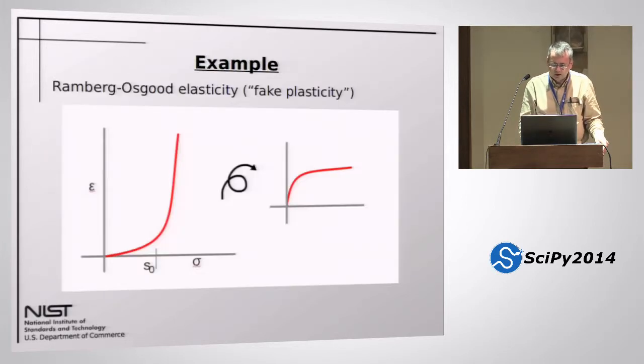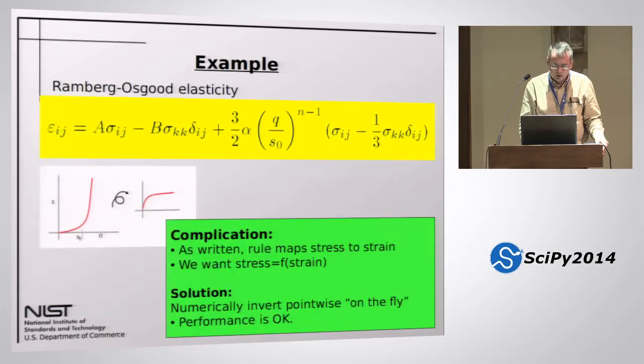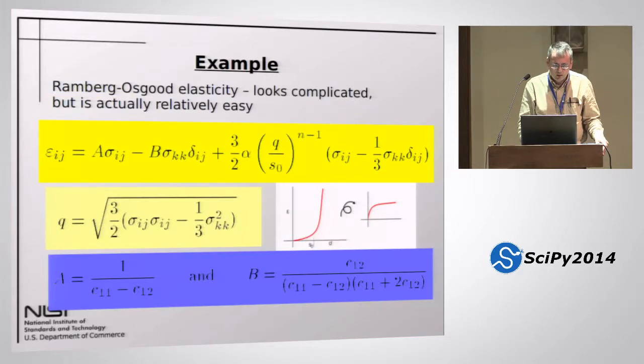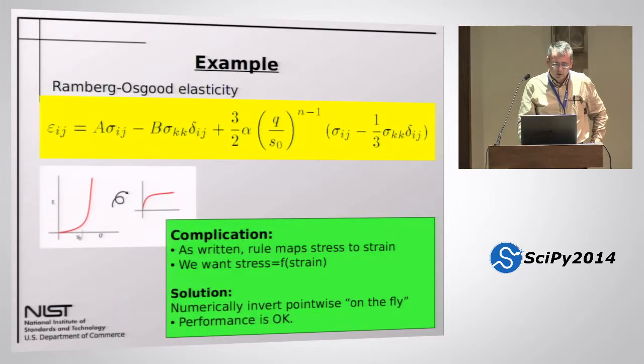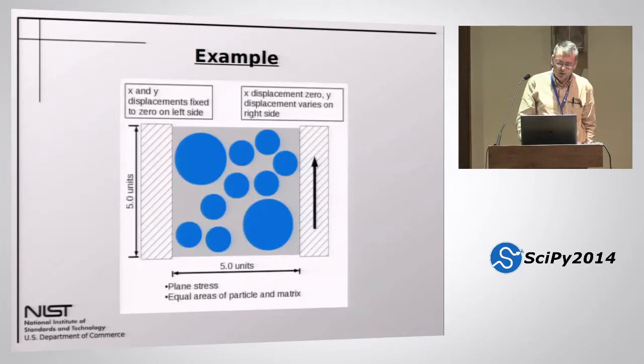So we had a fake plasticity example that I'm not going to spend a lot of time on, except to point out that this is the constitutive rule, and the point of this is not necessarily to understand this equation in detail, but to realize that everything in here is a nice analytic function and everything's all nice and differentiable. That's what made this pretty easy. It is kind of an inverse problem; we had to do Newton-Raphson pointwise.